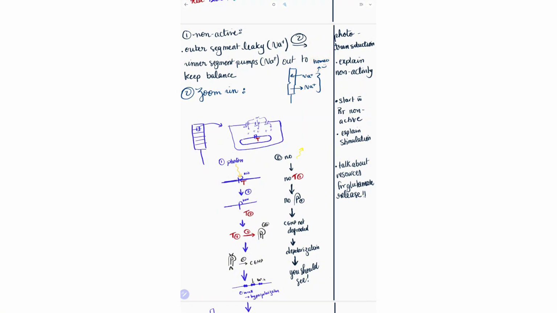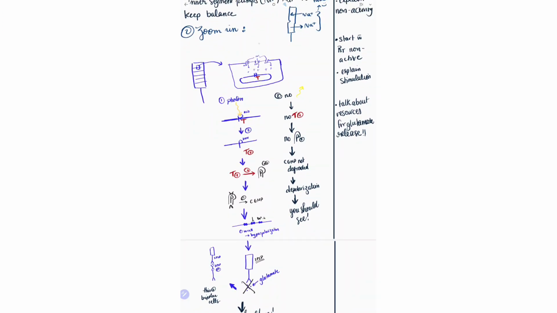Now moving on to what happens exactly when we have a photon. Before it's activated, there's something called cyclic GMP that is bound to the sodium channels on the outer segments and keeps them open, okay? It's naturally leaky because of the cyclic GMP that keeps them open. Please keep this in mind, okay? Because it's gonna matter right now.